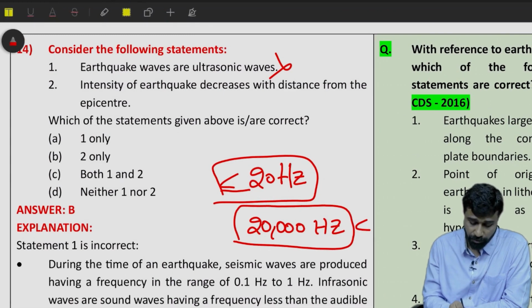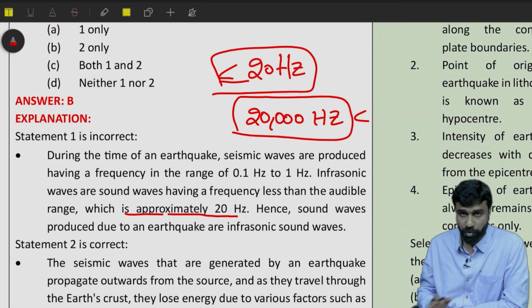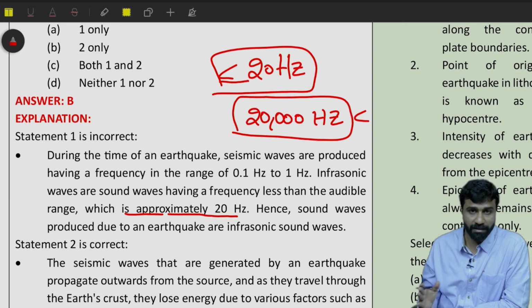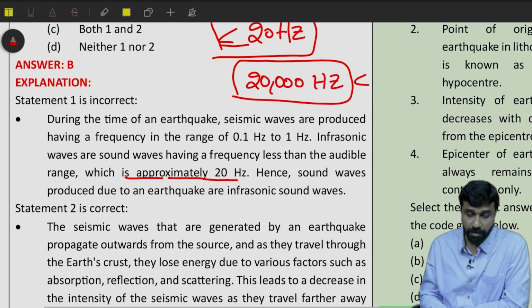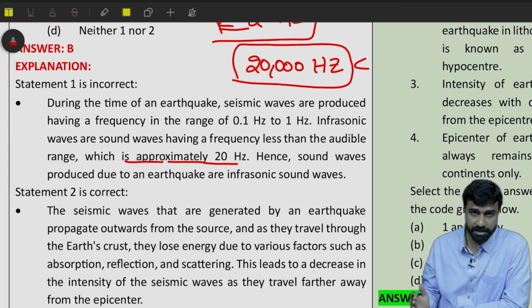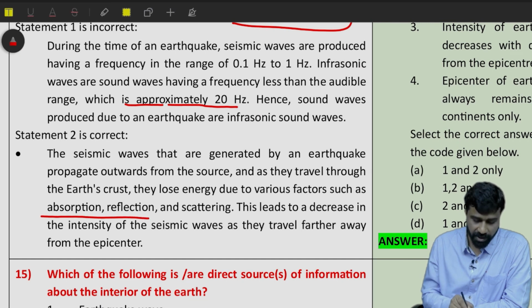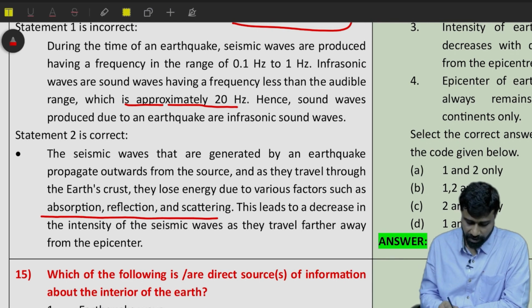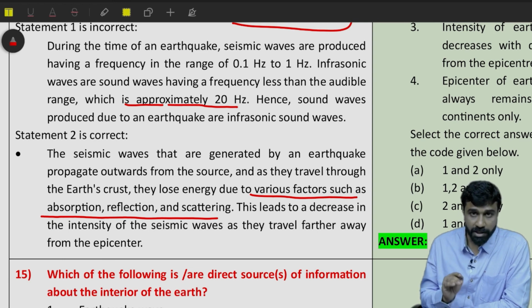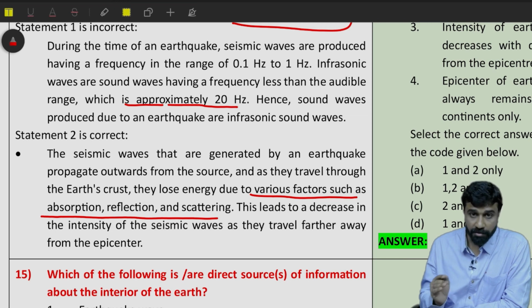And intensity of earthquake decreases with distance from the epicenter. Yes, definitely, because the mass should be carried throughout the journey of this earthquake wave, right? So it is very difficult to carry the mass objects with the same intensity due to their absorption, reflection and scattering. It is very difficult, right? So various factors will cause these earthquake materials to be laid down at low pace.